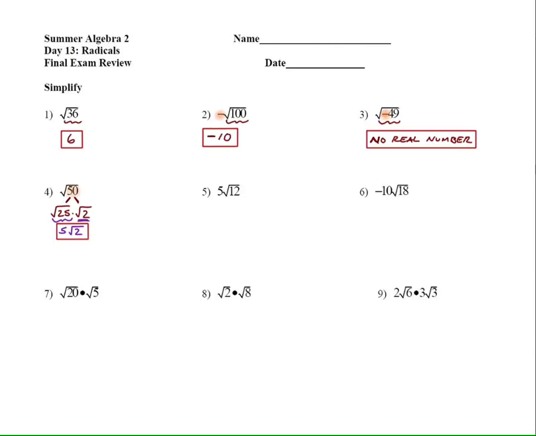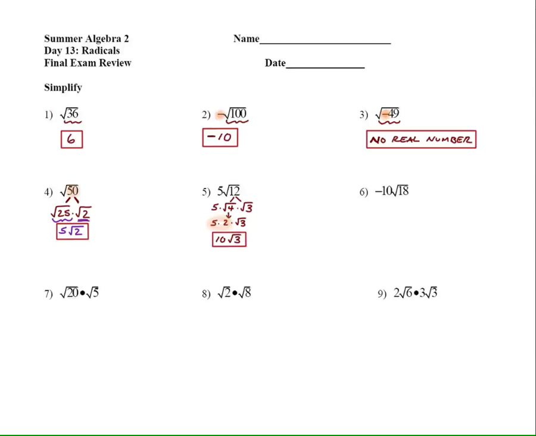For number 5, I'd handle it similarly. The only difference is I have that 5 that's being multiplied out front. So what I do is write 5 times, and then I'm going to split root 12 into 2 factor pairs. The one that I'm going to pick is 4 and 3, because 4 is a perfect square. So now I have 5 times the square root of 4 times the square root of 3. And then what I would do is take the square root of 4, which is 2. So I have 5 times 2 on the outside, and the square root of 3 stays the square root of 3 on the inside. So my final answer is 10 root 3.